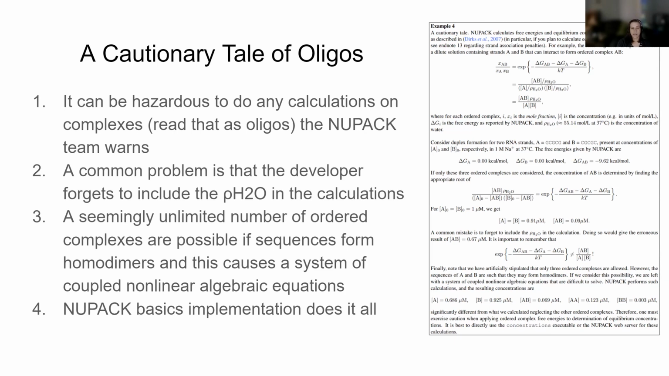A couple of reasons for that: it's common to forget the concentration of H2O. I'm not familiar with that, somebody who's gone through chemistry will know what it is, but it needs to be considered. And if you don't, you can have what they call a seemingly unlimited number of complexes, which can result in systems of coupled nonlinear algebraic equations. The math is insane, and it can be insane to validate any custom implementation of that. So with NUPACK basics, they say they take care of it all and handle it all, so just trust the way they do it.